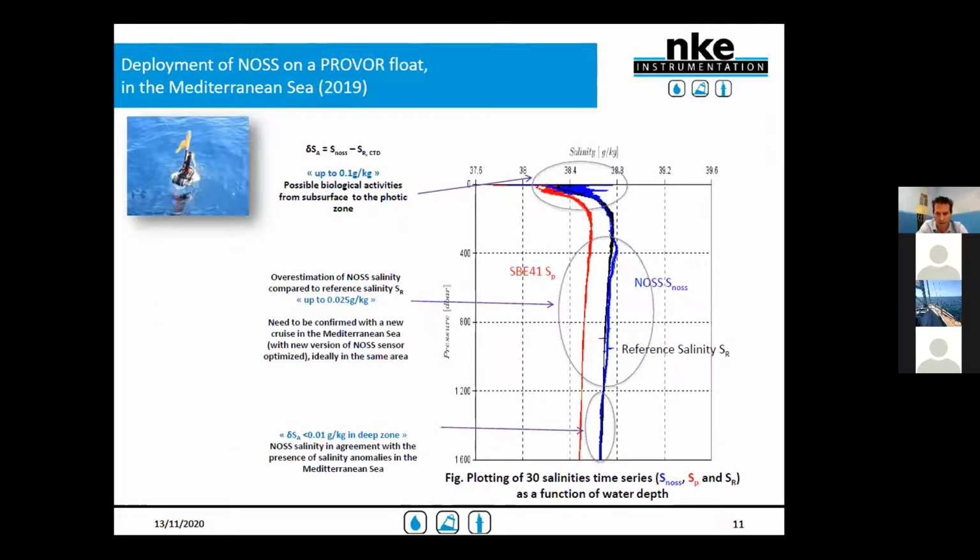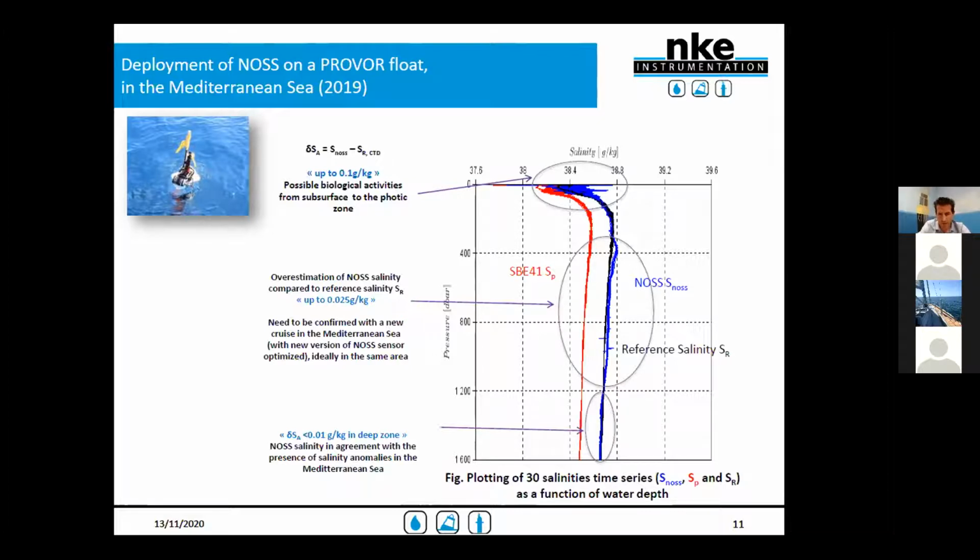So what we can conclude on this result: from the subsurface to the photic zone, we measure a difference S-NOSE less SR of up to 0.1 gram per kilogram in this layer, and we identified this difference as a possible effect of biological activities.